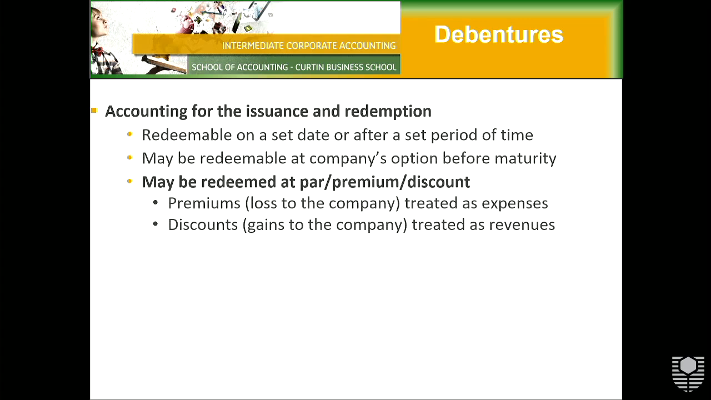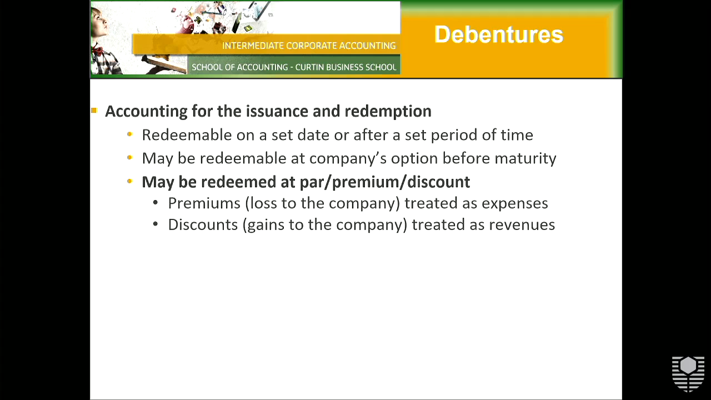Okay, so accounting for the issue and the redemption, we need to be able to do that. If they're redeemable on a set date or after a set period of time, they could be redeemable at the company's option before maturity. They could be redeemed at par, that's original, at premium, that's extra, at discount, less. Usually if they redeem them off the open market, quite often they could be redeeming them at a discount, right? So it saves them having to pay out extra interest money on those debentures.